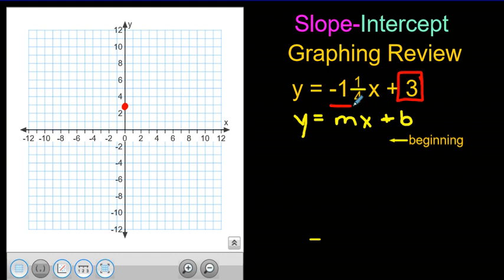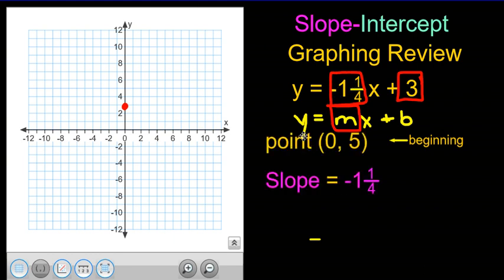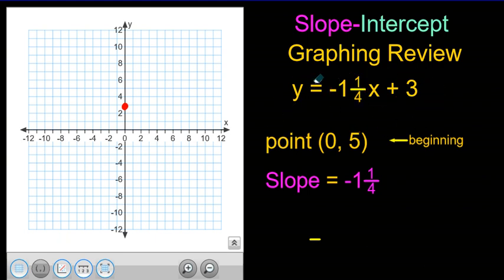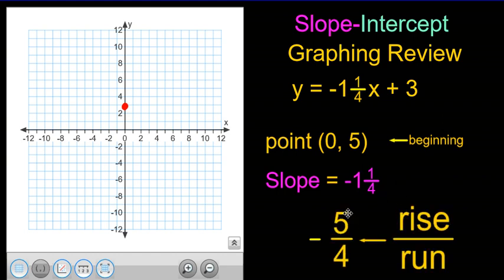My slope then, my m value, again, the coefficient in this variable term, is going to be negative 1 1/4. Now, this is the tricky part about it. Since the slope is negative 1 1/4, some of you might be thinking, how do I do rise over run? Well, we convert this mixed number into an improper fraction. And now we can see that we have a rise of 5 and a run of 4.